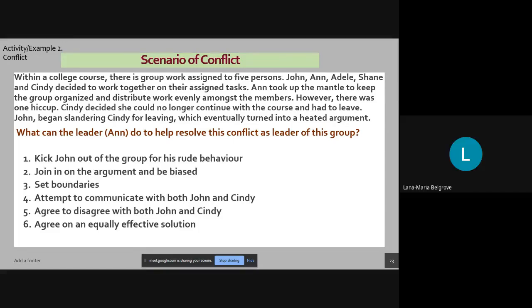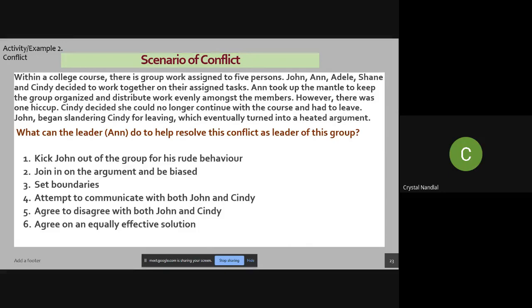Just one more thing. Sure. So 3, with regard to setting boundaries, yes, I know it's conflict resolution, but I think in looking forward or reevaluating the outcome, they should set boundaries. It would be a good idea to set boundaries when the group is formed, to avoid people crossing lines from the beginning. But definitely 4, communicate with both of them. Initially communicate separately, meaning communicating with John and then with Cindy, and attempt to get them both to communicate afterwards. So you would have heard John's side, Cindy's side, and then hear how the story ended up as it is. And then, yes, 6, looking for an equally effective solution.